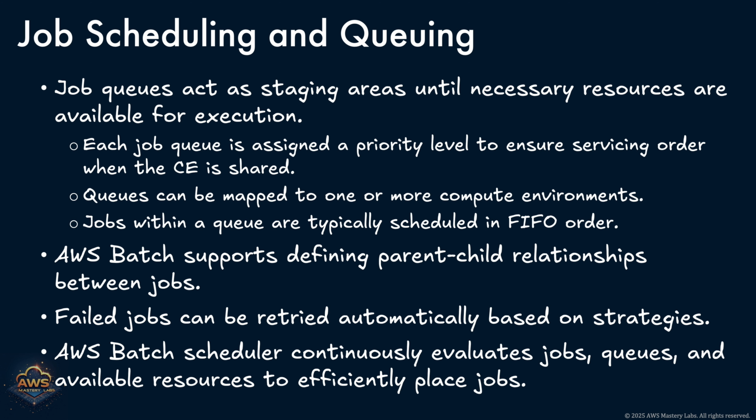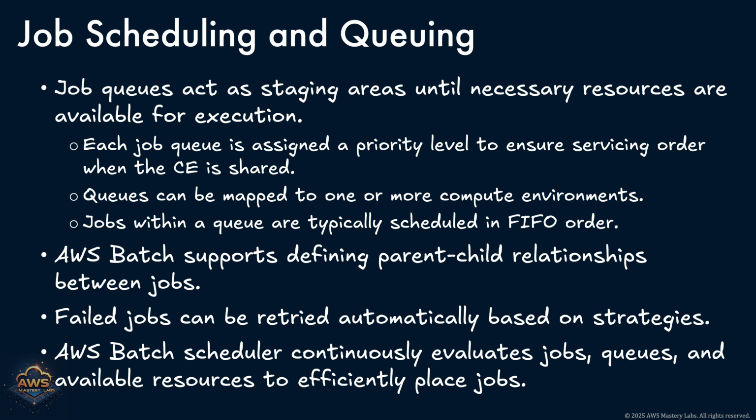However, if a job has dependencies, for example, it must wait for another job to complete, the scheduler will honor those conditions before executing the job. You can define job dependencies, allowing you to chain jobs together in a workflow, where one job runs only after one or more parent jobs finish successfully.